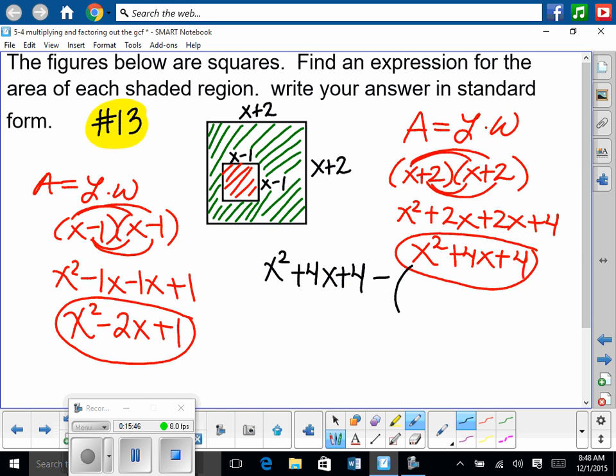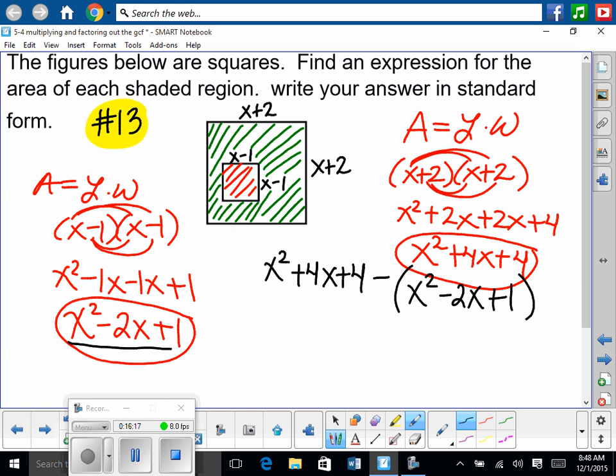Now, see what they're testing? They tested that you know how to find area. You had to be able to multiply a polynomial correctly, and now you have to be able to subtract a polynomial correctly. What do we know with subtraction? We have to put it in parentheses, right? So we're subtracting off this piece. Minus, x squared minus 2x plus 1. So does everybody remember that with subtraction, since we're subtracting all of that, it has to be in parentheses?